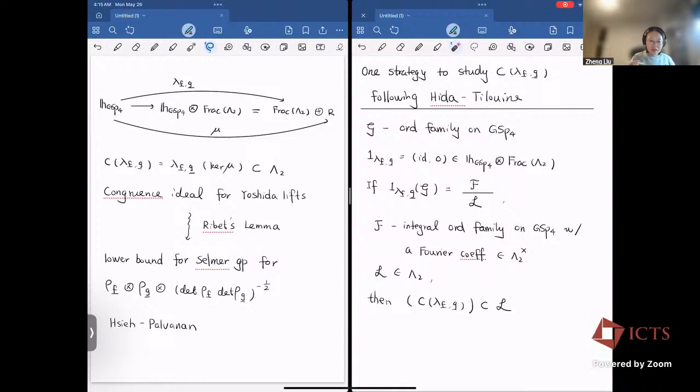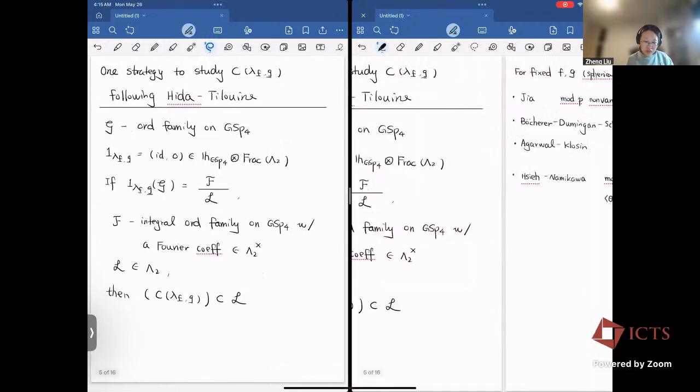In their case, this G is a CM form multiplied by the ordinary projection of the product of a CM form and an Eisenstein series. And in our case, we're going to choose certain Eisenstein series to play the role of this curly G here. Okay, so before stating the result, I want to mention some previous work in this direction.